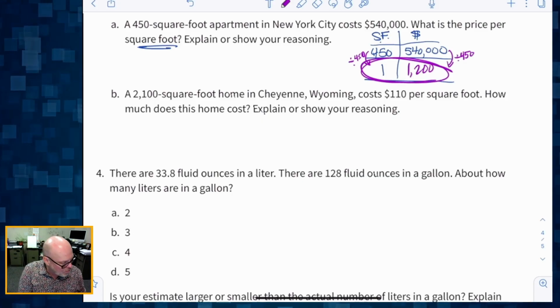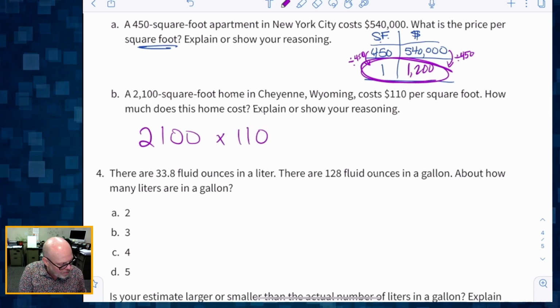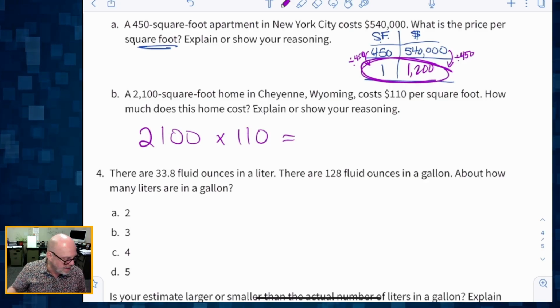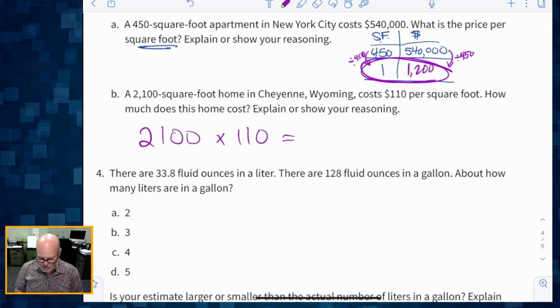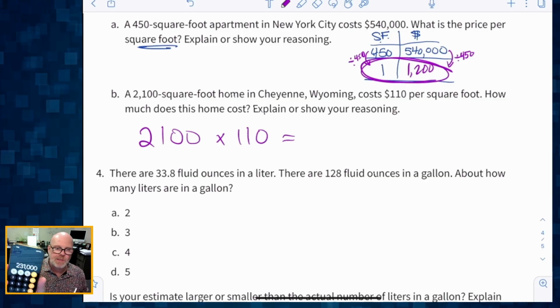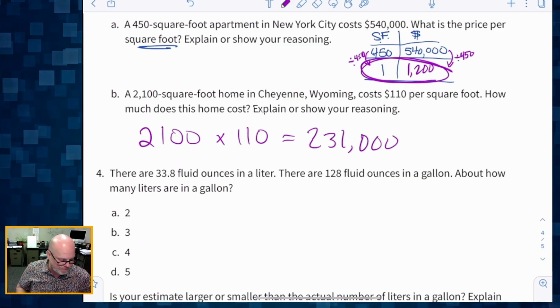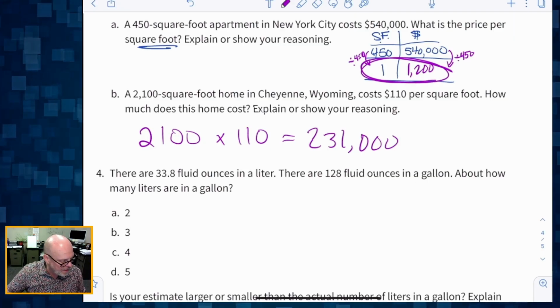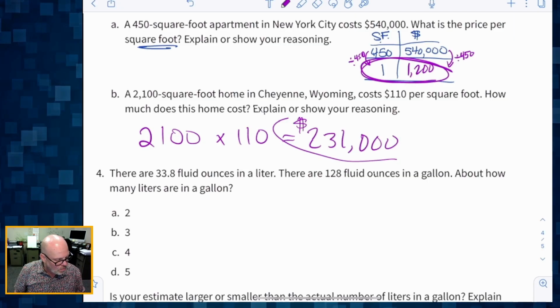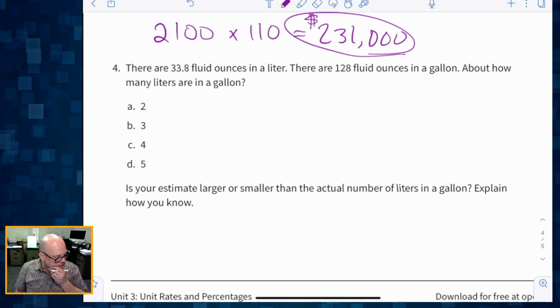Okay, so anyway, question B, we've got a 2,100 square foot home costing $110 per square foot. How much does this home cost? So that's going to be 2,100 multiplied by 110. And when I do that, I'm just going to get my handy dandy calculator, multiply 2,100 times 110. That gives me 231,000. All right. And that's how much that house would cost. Beautiful.